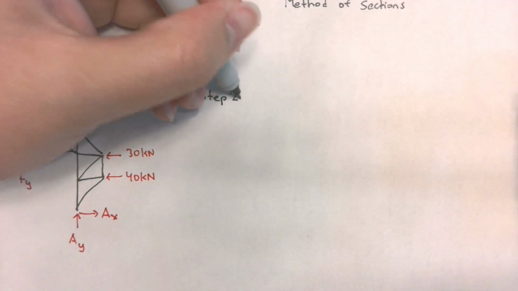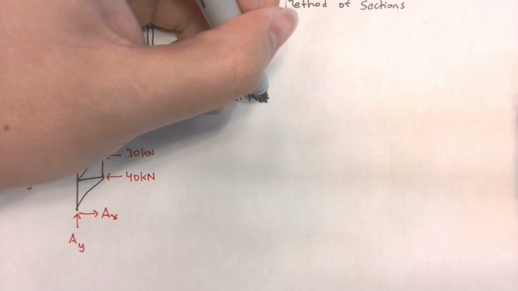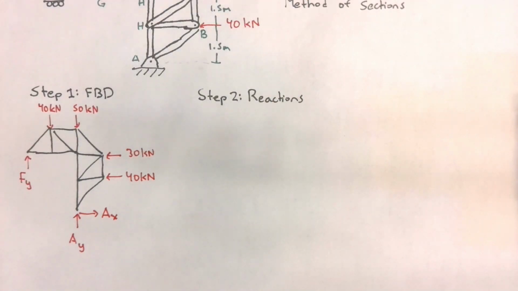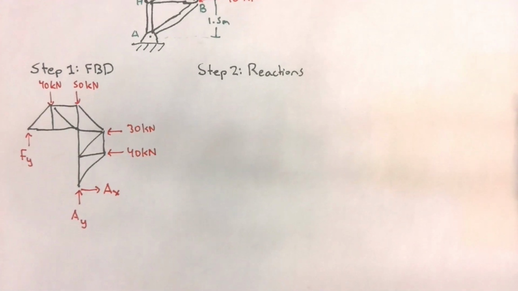My second step should be to find all the reactions. Okay, we skipped this in the other one, but since we're going to do method of sections here, we can't skip it here. So I want to find all the reactions: my Ax, my Ay, and my Fy. If I do sum of forces in the Y direction, I'm going to end up with two unknowns, so I can't use that. So what should I use instead? Sum of moments. Exactly, sum of moments.